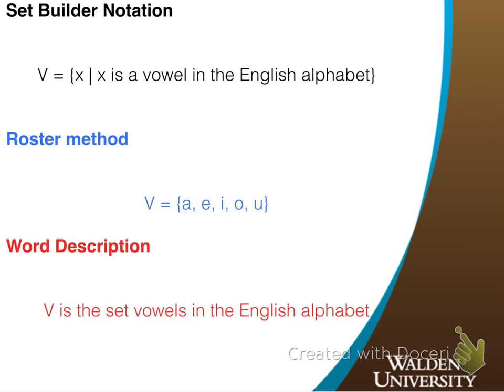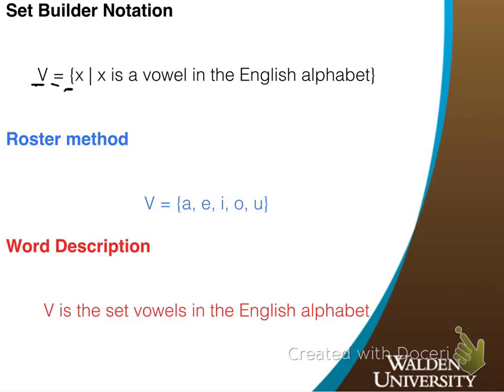Set builder notation. So this is a notation that you're going to see a lot, and I would really suggest getting familiar with it and understanding what it means. So from earlier, the set V is the set of all elements X such that X is a vowel in the English alphabet. So V here you would just pronounce as set V. Equals is pronounced as is. So the brackets you kind of lead it off with the set of.